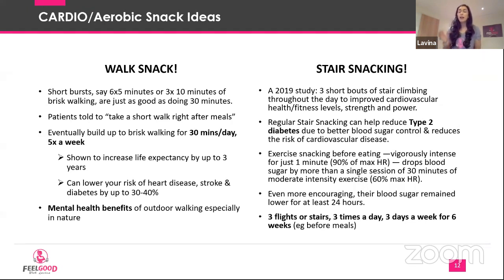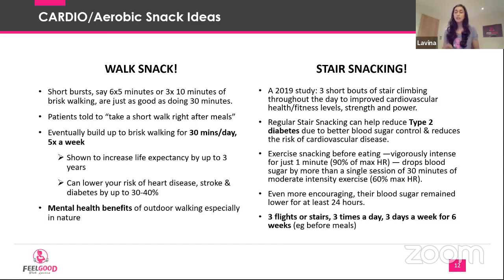Just think, have you got 5 minutes? So a quick walk around your garden at a nice, fast pace. Not overexerting yourself, but one where you can still talk, but your heart rate and your breathing have all increased. It's a brisk walk. These little walk snacks, as I call them, are just as good as doing 30 minutes in one go.